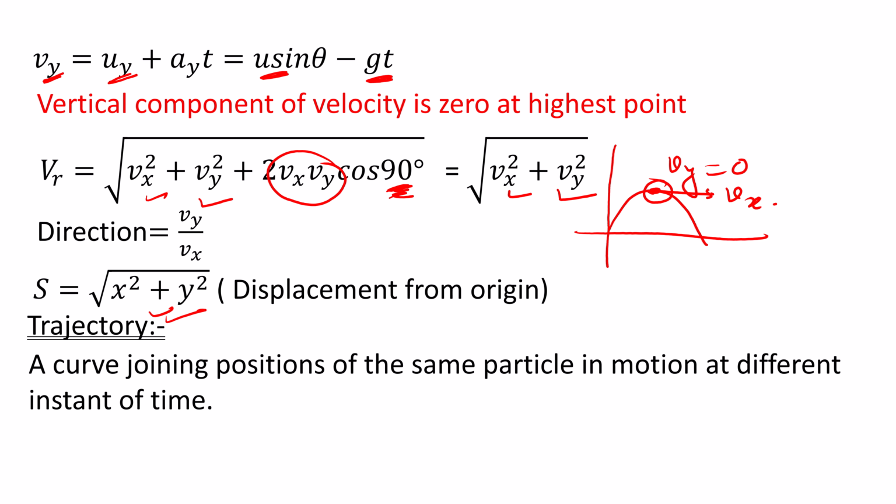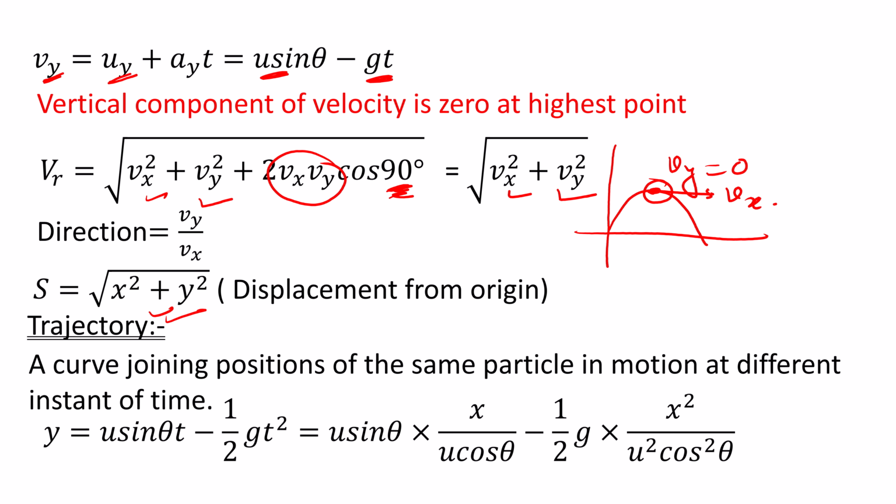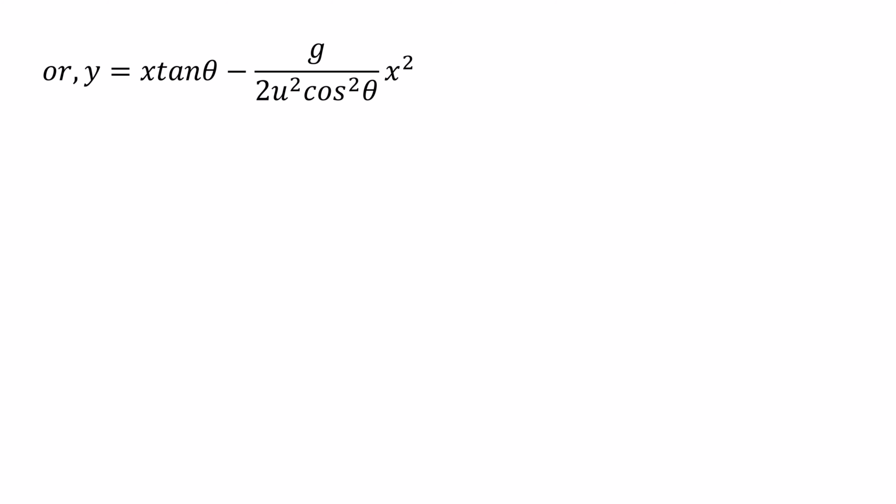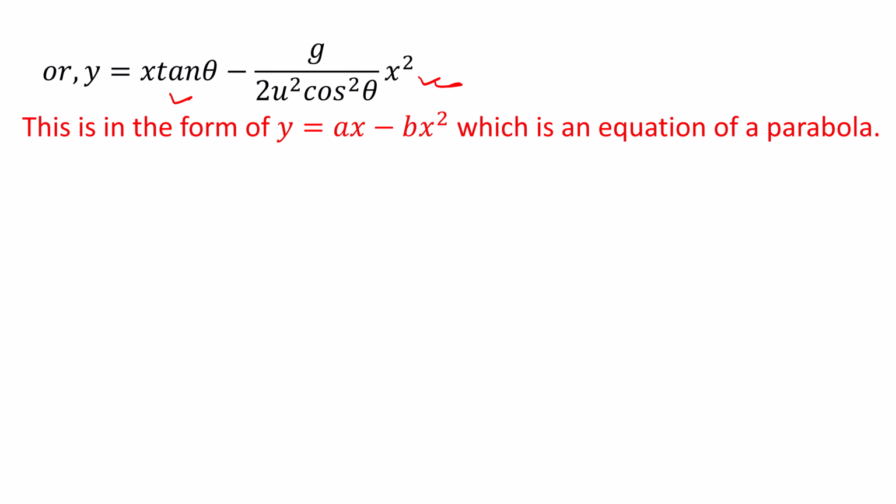Trajectory. A curve joining positions of the same particle in motion at different instants of time is called trajectory. y equals u sin theta t minus half gt square. Let's substitute the value of t. t equals x by u cos theta, so y equals x tan theta minus g by 2 u square cos square theta times x square. And this equation is in the form of y equals ax minus bx square, which is an equation of parabola. That's why the projectile follows parabolic path.